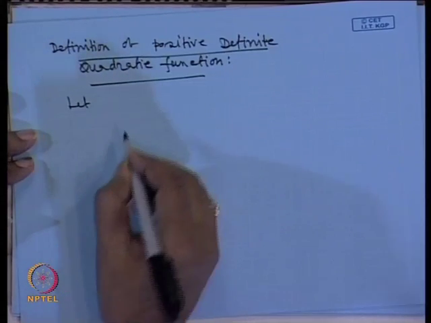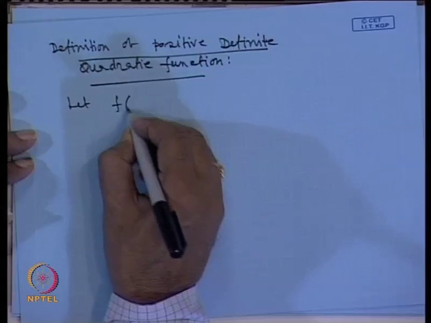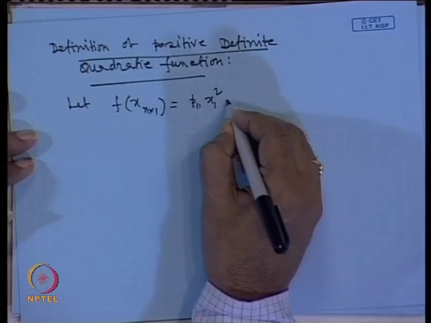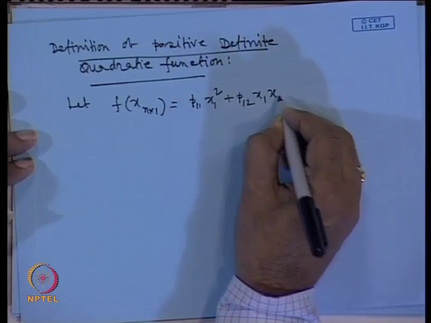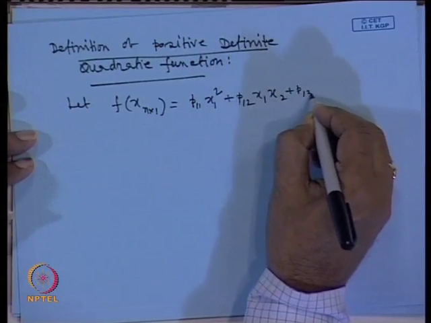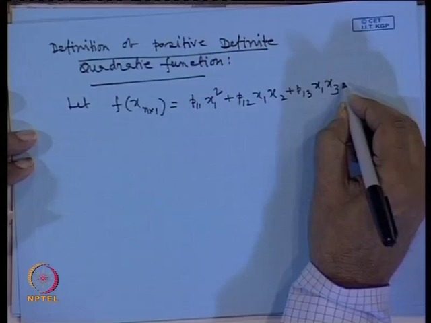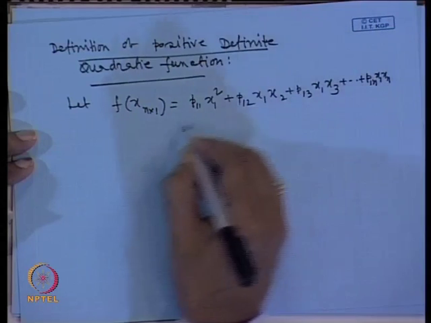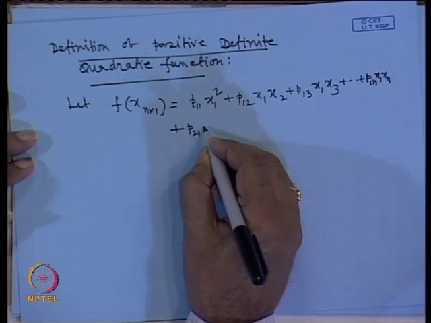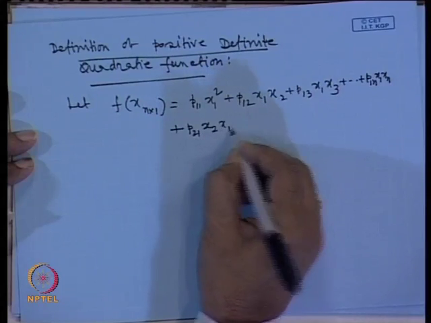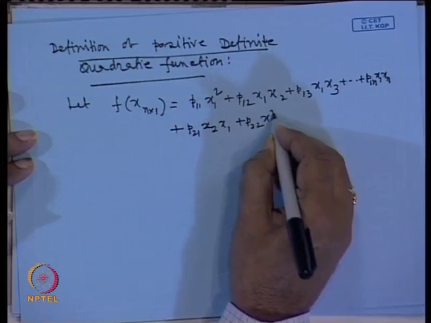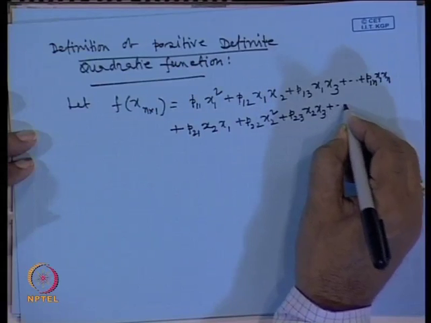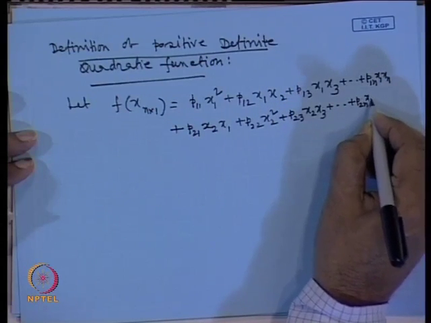So, let us call, we have an nth order quadratic function, f of x, a function of n variables, which in general we write as p 1 1 x 1 square, p 1 2 x 1 x 2, then p 1 3 x 1 x 3, and so on, as n variables are there, p 1 n x 1 x n, plus p 2 1, let us call this x 2 x 1, p 2 2 x 2 square, p 2 3 x 2 x 3, plus so on, p 2 n x 2 x n.